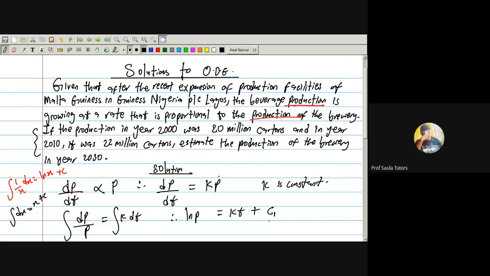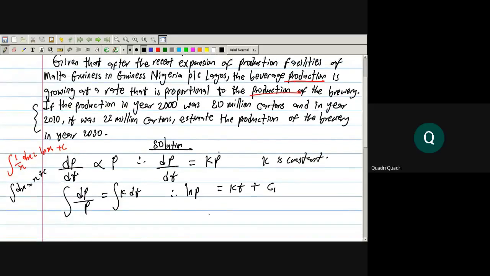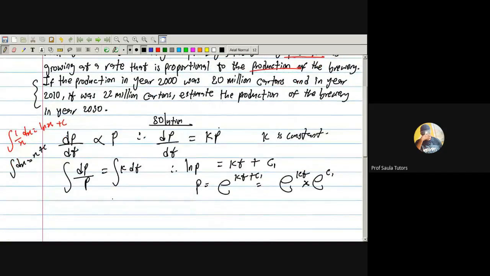As we have solved this, pay attention. This type of solution, what do we call it? General solution, exactly, because it has an arbitrary constant. In fact, I can rewrite my solution this way: P equals exponential of kt plus C1. Whenever the ln goes to the other side, it carries everything with the power of e. So this can be written as e to the power of kt times e to the power of C1, by the law of indices, since this is multiplication.